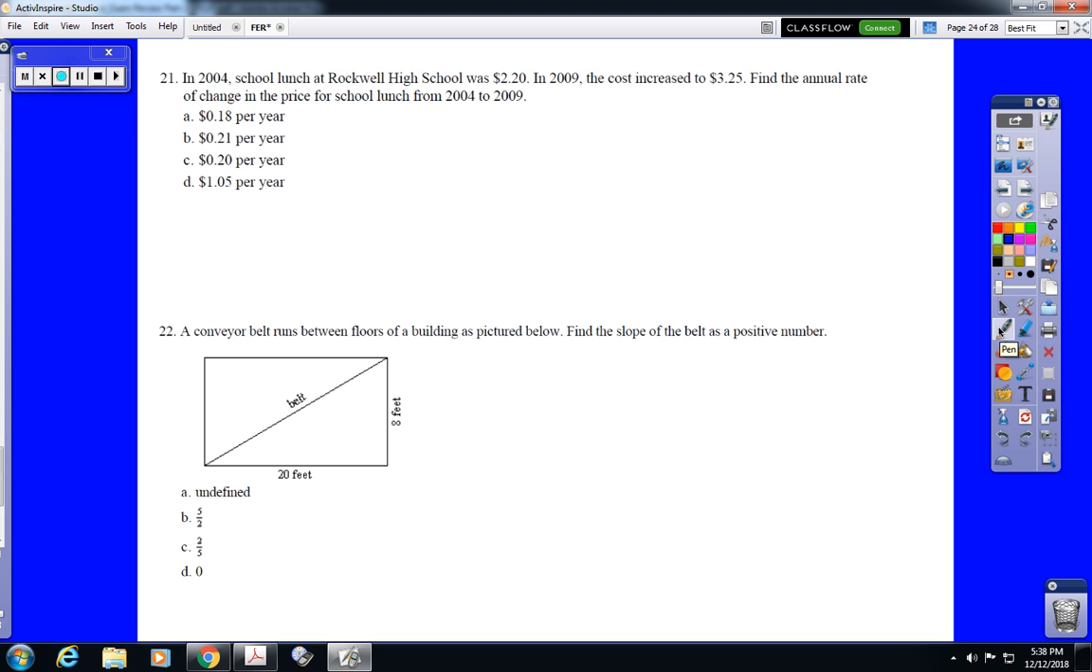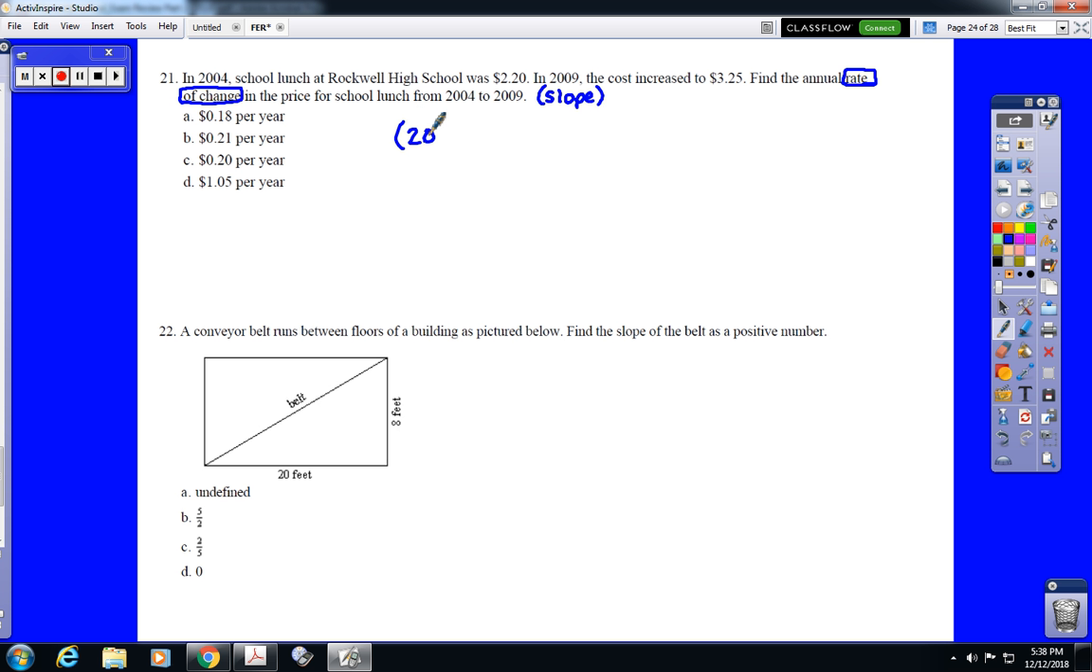So number 21 is at the top of page 5. It says in 2004, school lunch at Rockwell High School was $2.20. In 2009, the cost increased to $3.25. Find the annual rate of change, which is a fancy way of saying the slope, in the price for school lunch from 2004 to 2009. So again, this is a slope problem because of what I circled there. Rate of change is a fancy way of saying slope.